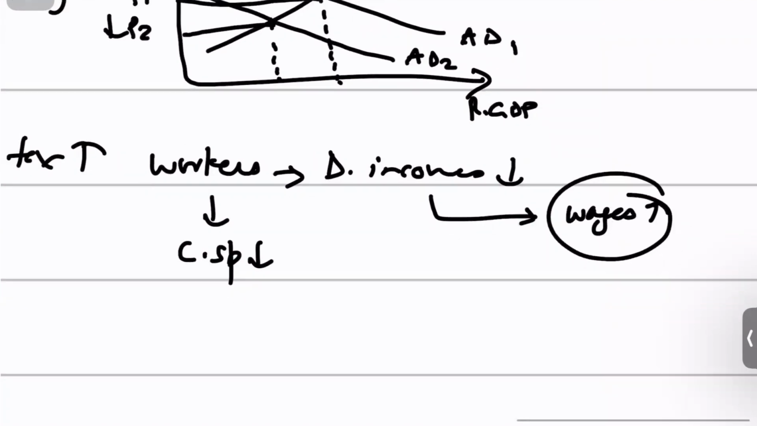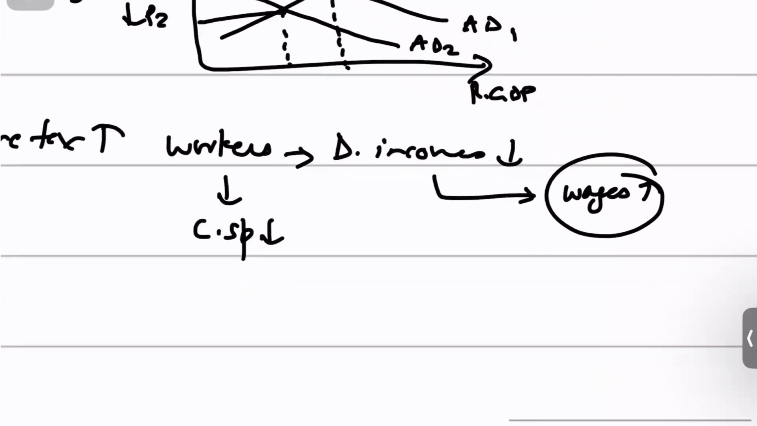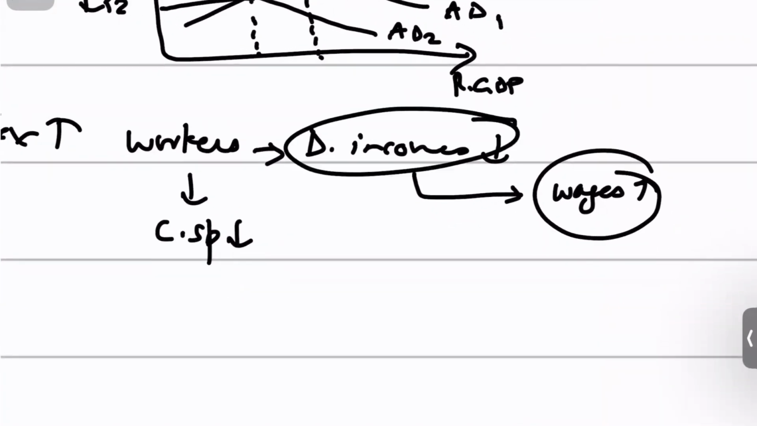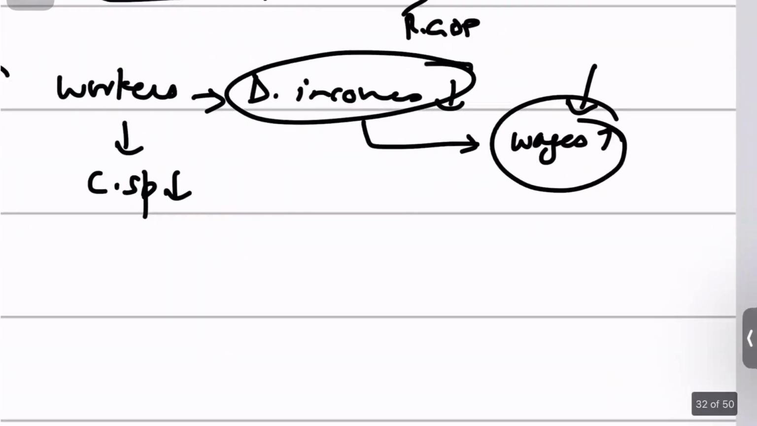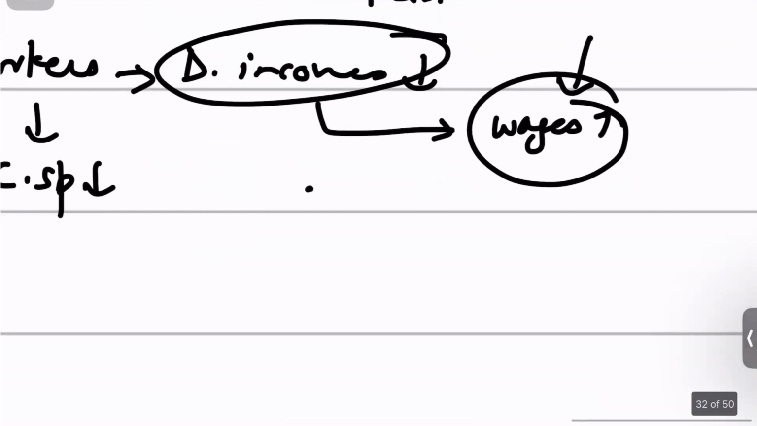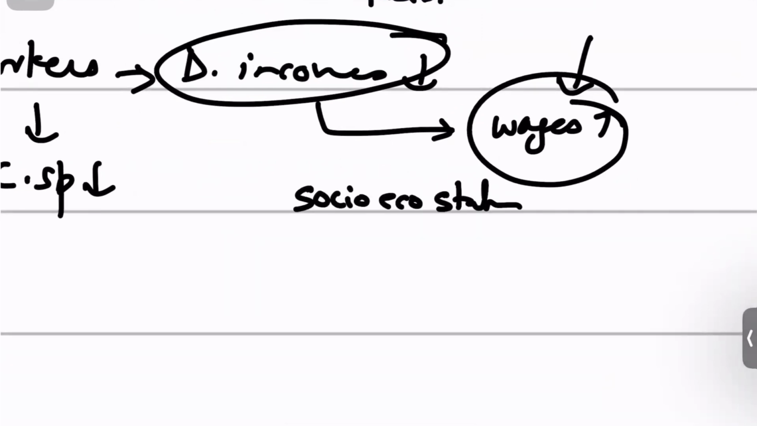Because their disposable incomes are going down, there might be pressure from trade unions to push up the wages. So not all workers, but probably some of the workers who have a high socioeconomic status and who have significant bargaining power in the economy will be able to push wages upwards in their favor.